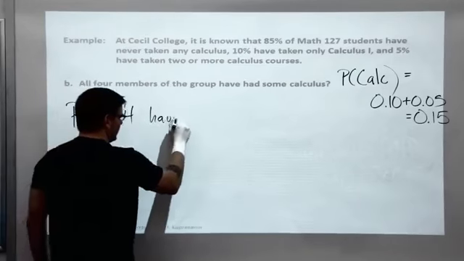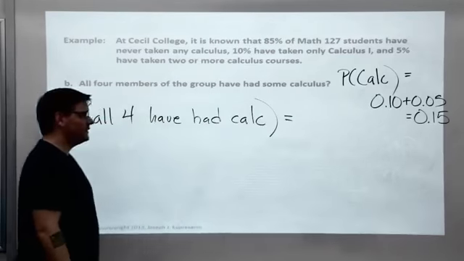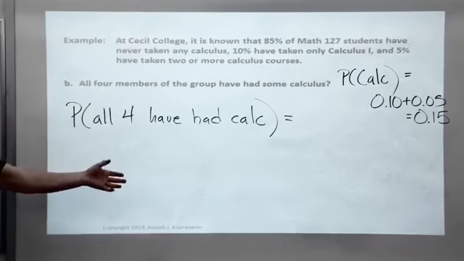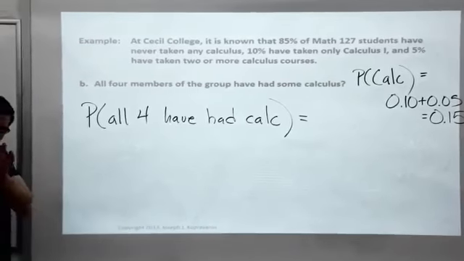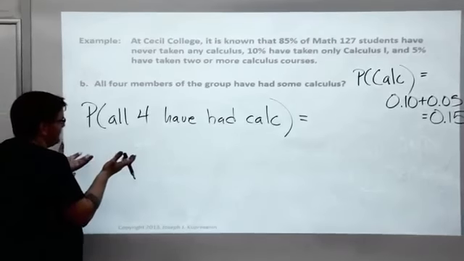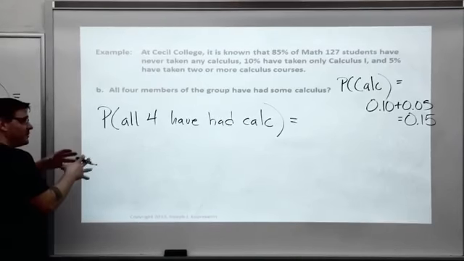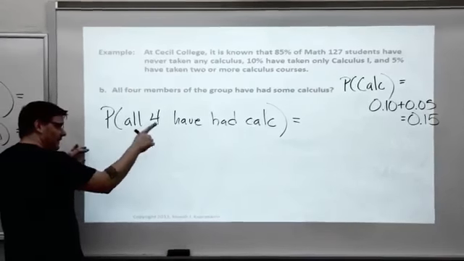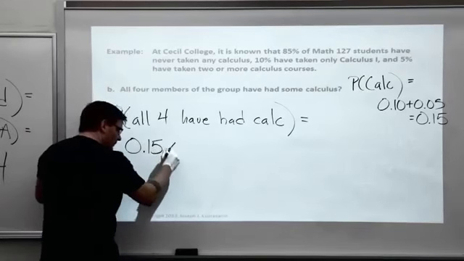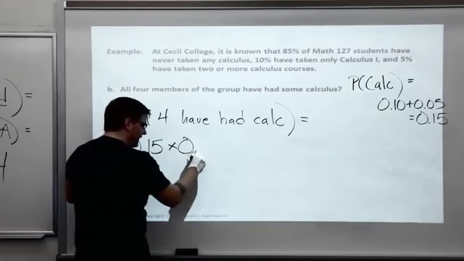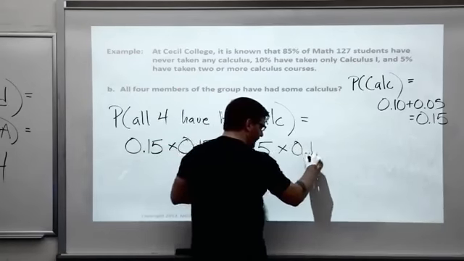Probability all four have had calc equals, we're going to be invoking the multiplication rule for independent events. Remember, the instructor put you into groups randomly. I have a feeling if we let people choose their own groups, the calc people might end up together, and it wouldn't be independent, but this is independent. So I'm going to take that 0.15, that's for the first person. I'm going to multiply it by the probability for the second person has had calc. Here's for the third. Here's for the fourth.